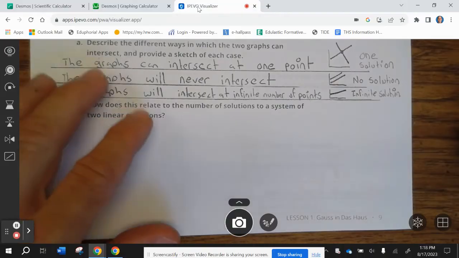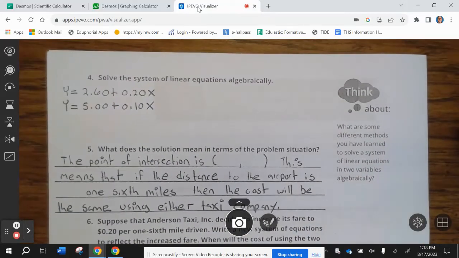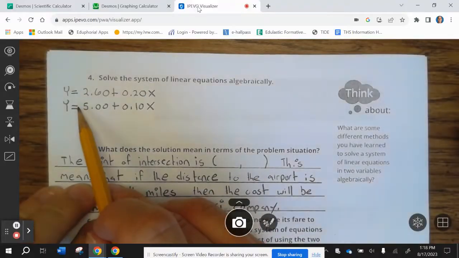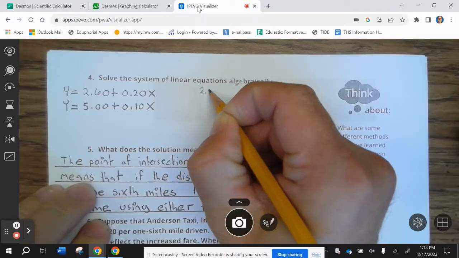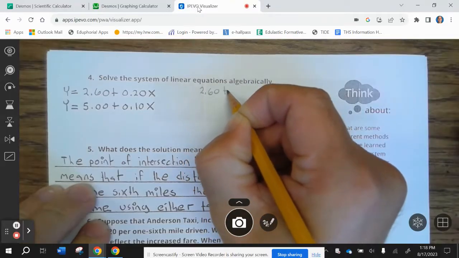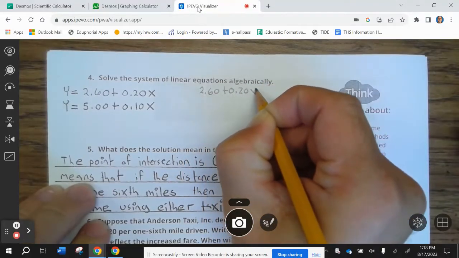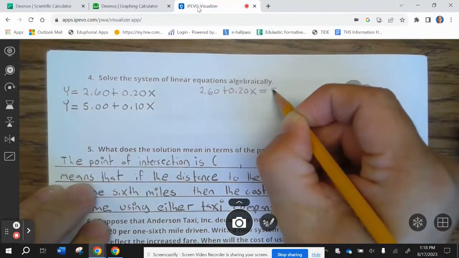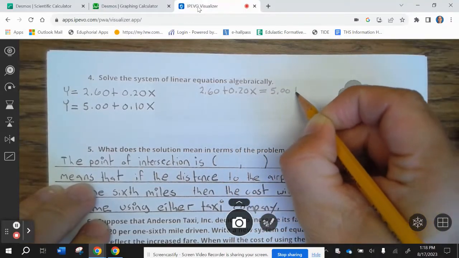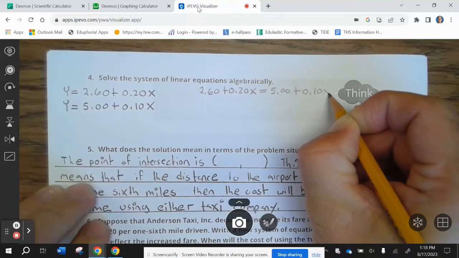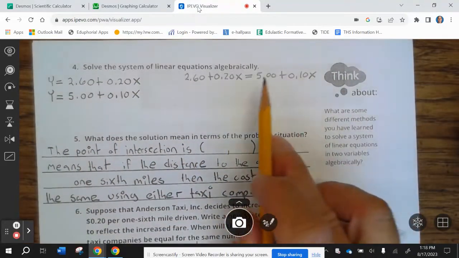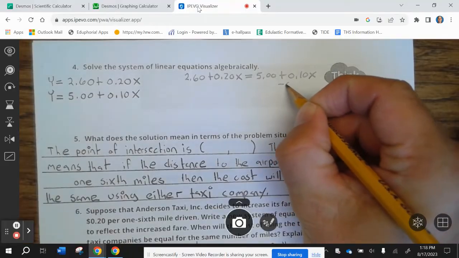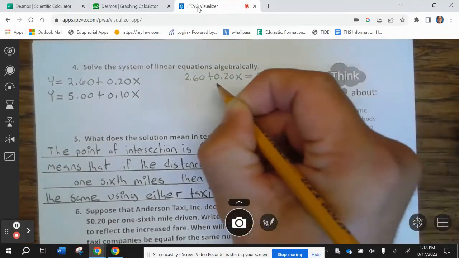All right, solve the system of equations algebraically. Now you can see here that they're both equal to y, so we can set them both equal to each other. So we have 2.60 plus 0.20x equals 5.0 plus 0.10x. Now, first step is when you have x's on both sides, you want to subtract the smaller x from the larger x. So we're going to subtract 0.10x from both sides.